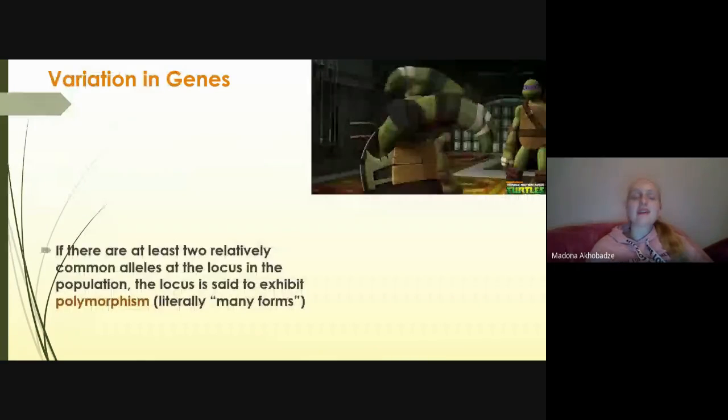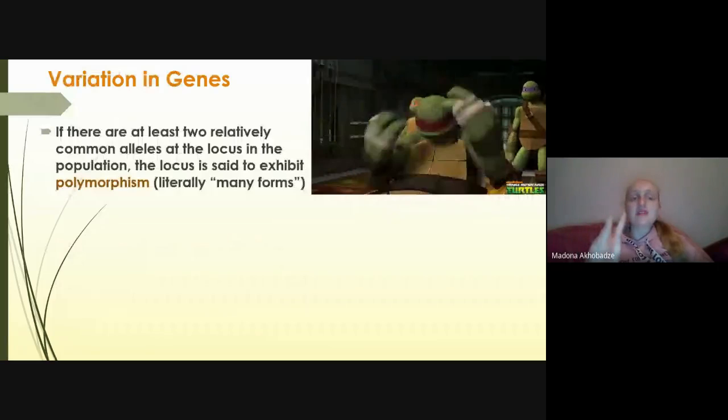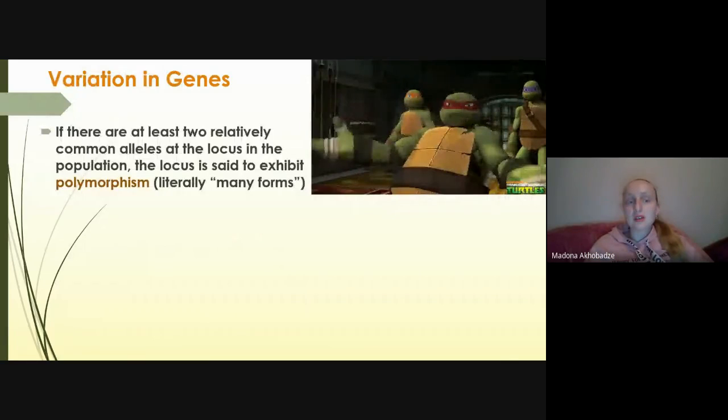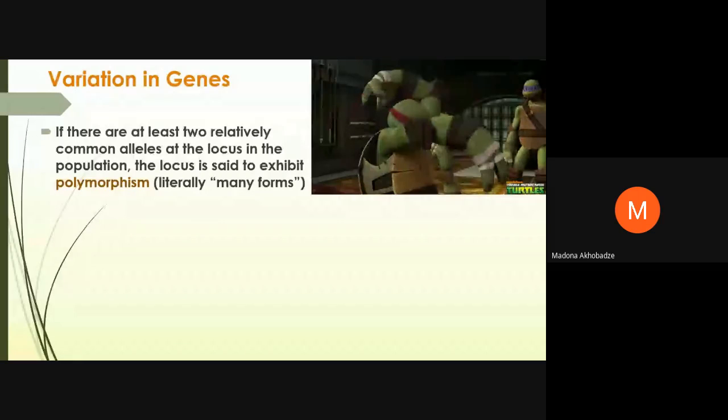So if there are at least two relatively common alleles at the locus in the population, the locus is said to be polymorphic, or we can also refer to it as polymorphous. Poly means many, literally, and morphous means form. So it has many forms. It means more than one form.